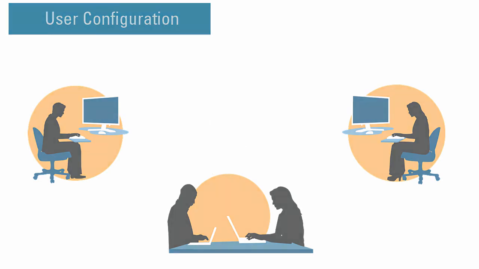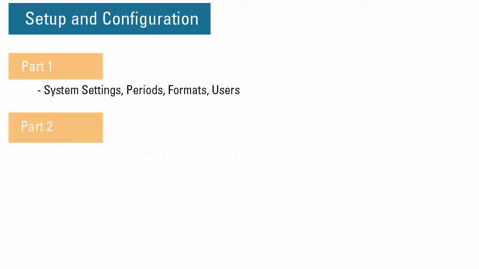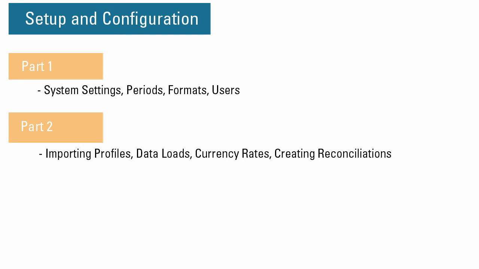In Part 1 of this topic, we discussed configuring system settings, periods, formats, and users for reconciliations. In Part 2, we'll look at importing profiles, configuring data loads, importing currency rates, and creating reconciliations for a period. We will also discuss opening the requirements for training users and completing acceptance testing.